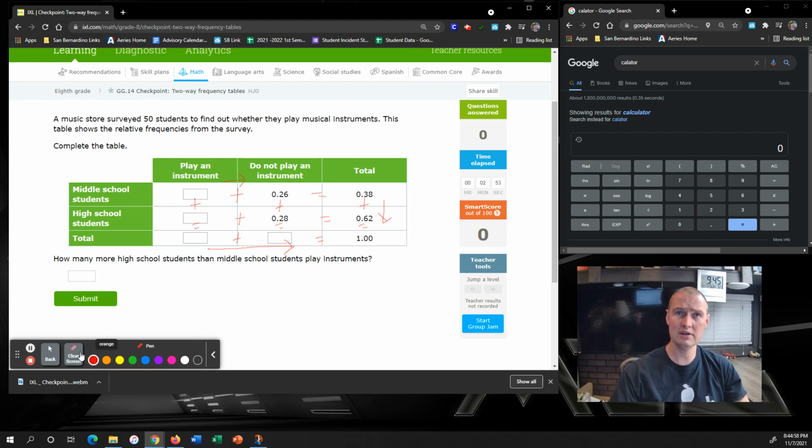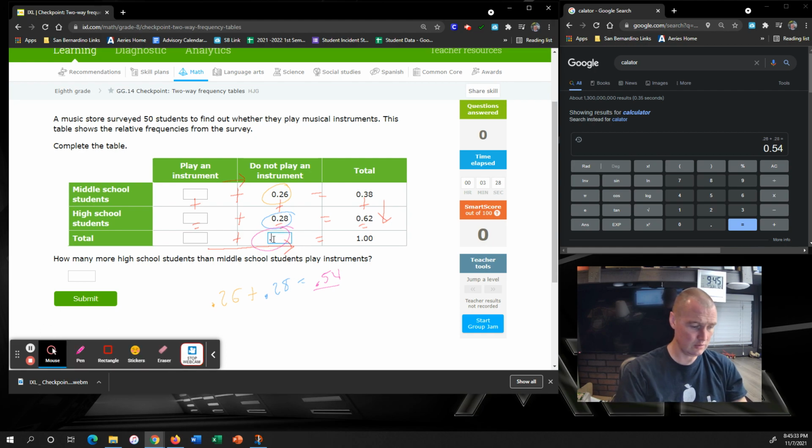So what exactly does this look like? We've got 0.26 plus 0.28 equals something. So we're just going to go ahead and use the calculator on that one. We go 0.26 plus 0.28, and that gives us a total of 0.54. So we're going to plug in 0.54 into that box.